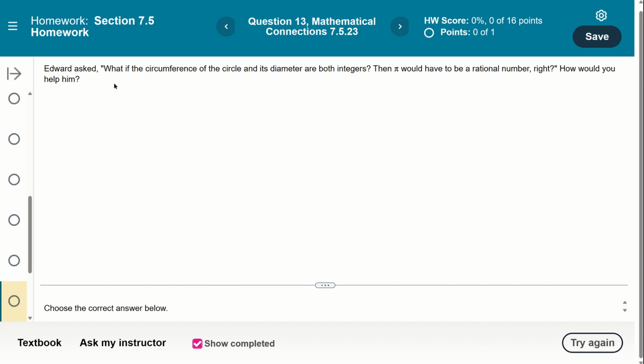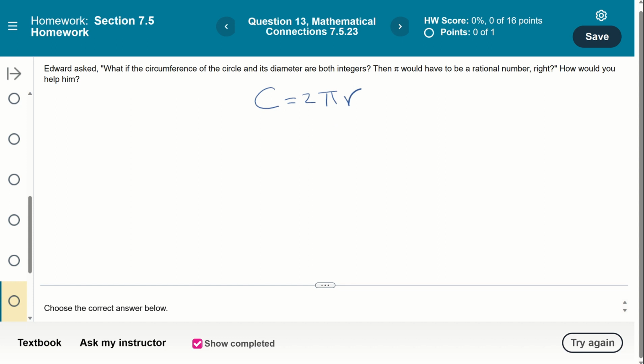All right, so Edward asks, what if the circumference of the circle and its diameter are both integers? Then pi would have to be a rational number, right? Well, let's see what he's talking about first. First of all, you have to know the formula for the circumference of a circle. And this formula, if you recall from high school, is 2 pi r. C equals 2 pi r. So what Edward is saying is, what if we solve this equation for pi?